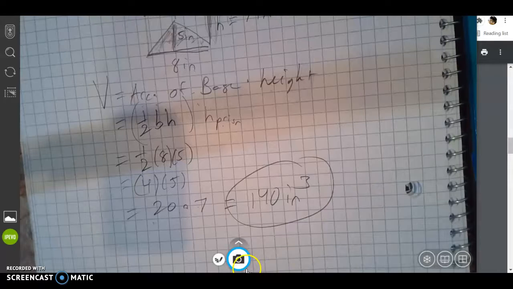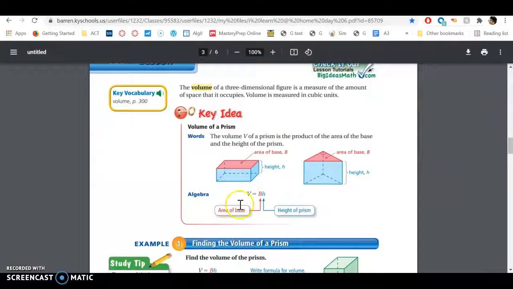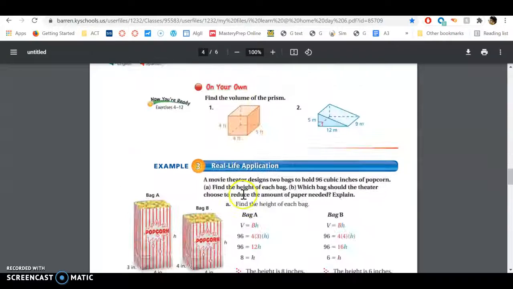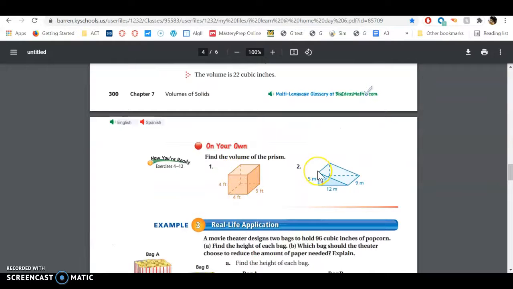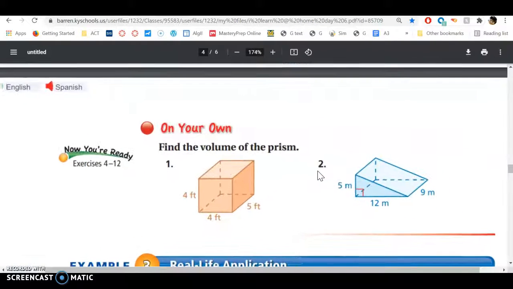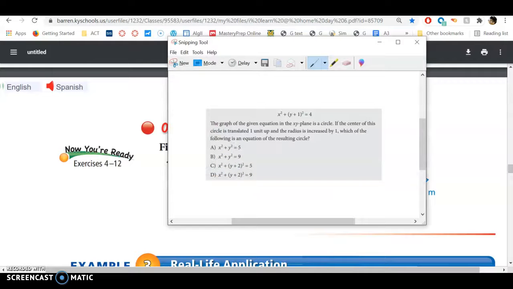Cool. Let's take a look. Let's practice some, shall we? Here we go. Number 1 and number 2. Let me make it a little bigger. Number 1 and number 2. Find the volume. Ready, set, go. All right, let's see how we did.